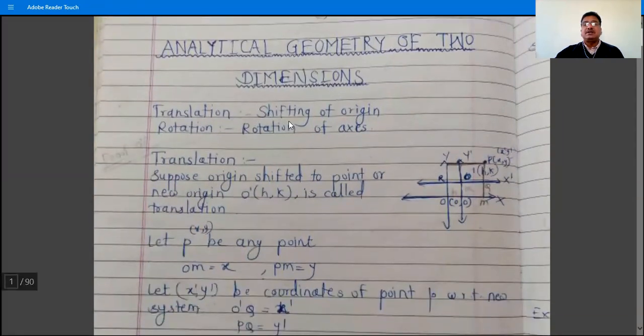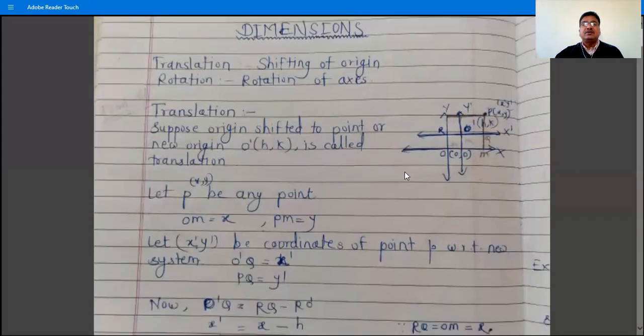of translation. Shifting of origin, that is, if we shift the origin from one place to another place, the original origin is (0, 0), and if we shift it without rotating the axis, it's called translation. And rotation means rotation of axis. If we rotate the axis without changing the origin, then it's called rotation. So there are two words: translation means shifting of origin, and rotation means rotation of axis.